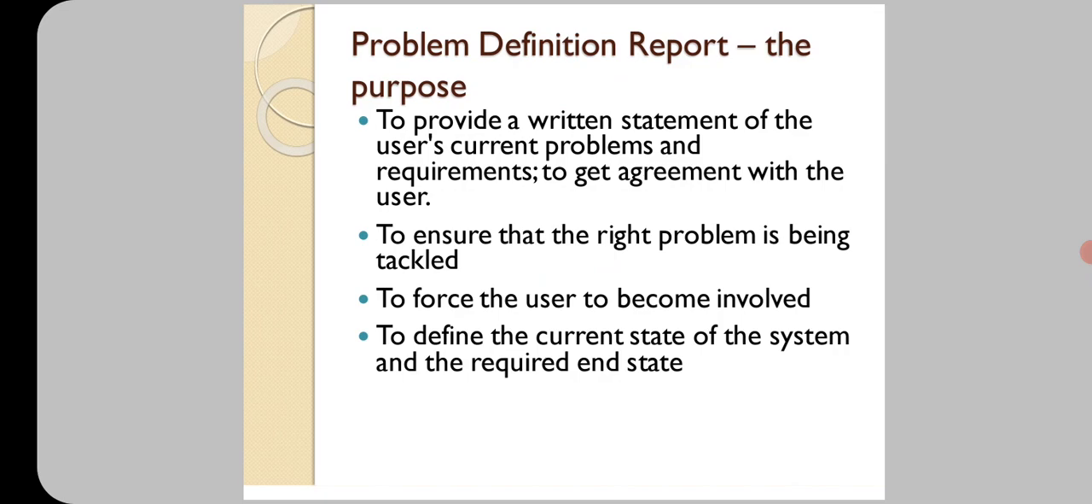So that report contains all the problems identified, and the user requirements and user problems in the existing system. Second, to ensure that the right problem is being tracked, means to identify the exact problems and to find out various solutions for the given problem, and to get the users involved, means to see that the end users or customers are also involved in the problem definition stage, and to define the current state of the system and the required end state.